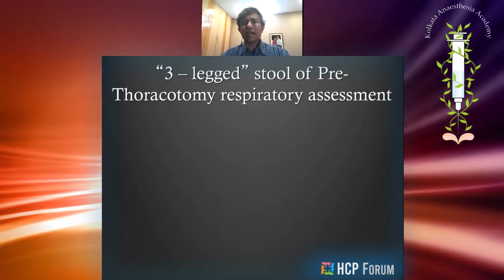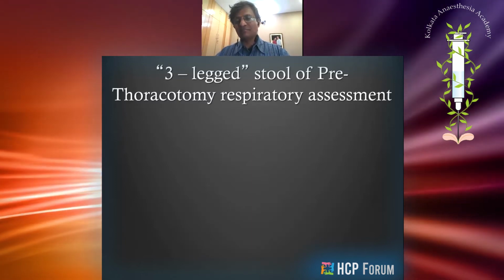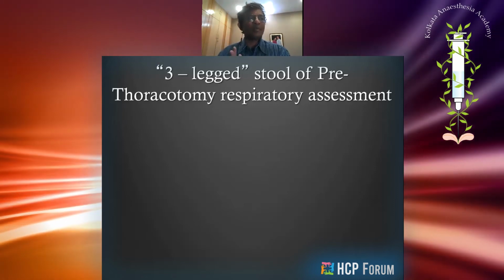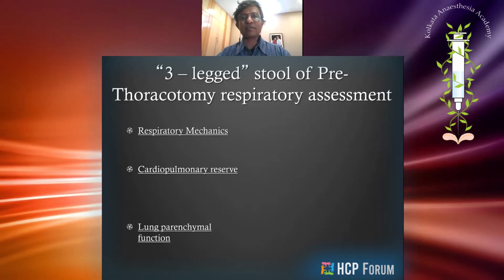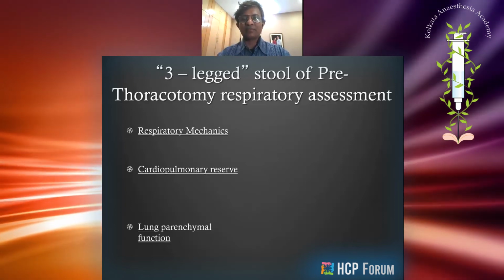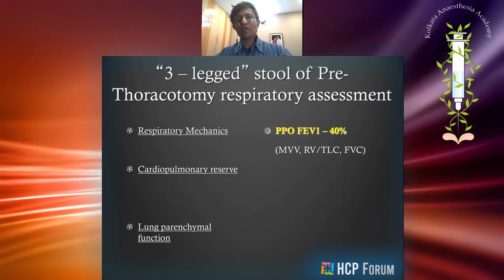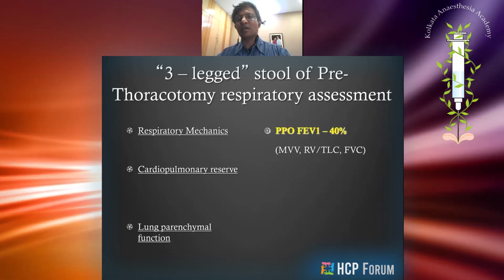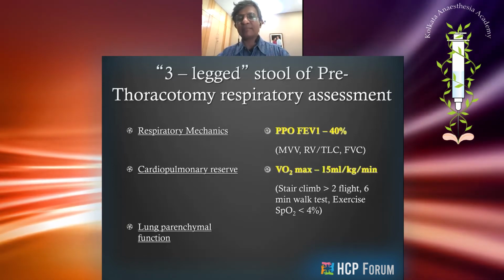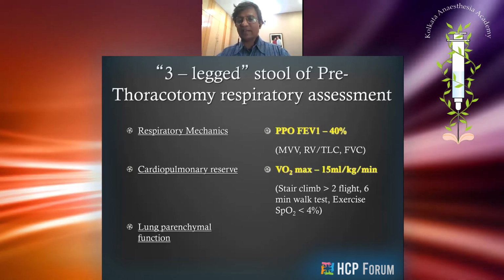This brings us to the much asked question in practicals or in theory as to what is this three-legged stool of pre-thoracotomy respiratory assessment. It is essentially looking at, as we were talking about, mechanics, reserve, and the parenchymal function. These are the three legs. What you're trying to look at is FEV1, of which the predicted postoperative is greater than 40%, you'll be happy. A cardiopulmonary reserve with a VO2 max of greater than 15 ml per kg per minute.